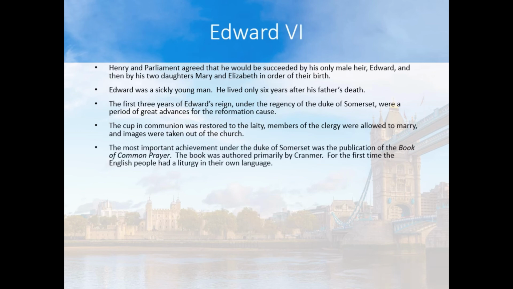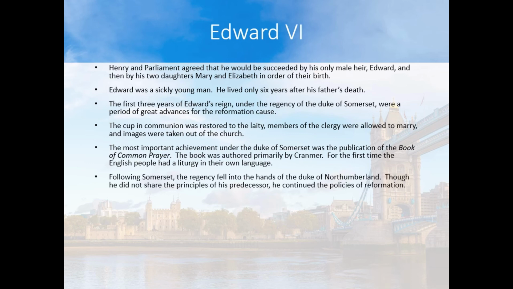The most important achievement under the Duke of Somerset was the publication of the Book of Common Prayer. The book was authored primarily by Cranmer. For the first time, the English people had a liturgy in their own language. So this was a big deal. This book being printed and put out there, it was the liturgy for the people. They could read it in their own language, and finally they've got that now.